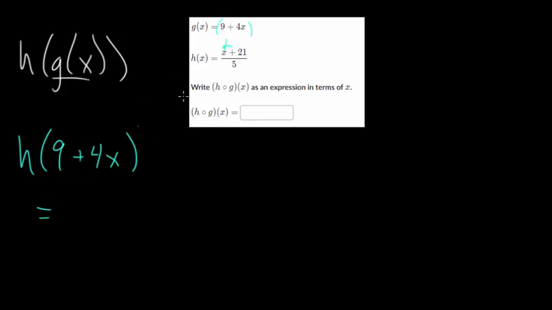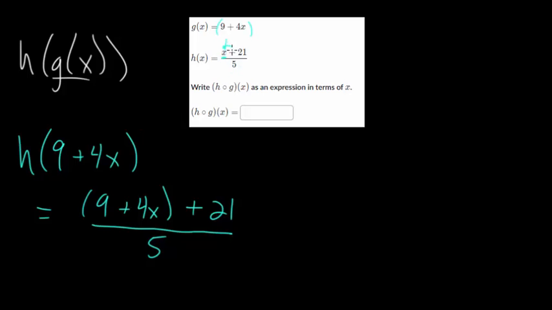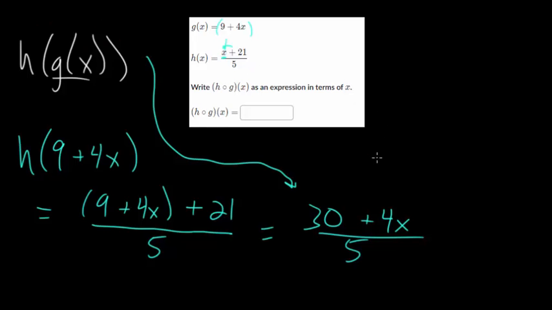Like I mentioned, anywhere in h of x you see an x, we're going to replace it with this whole expression. So you have 9 plus 4x, and in general, when you substitute, it's probably a good idea to put in parentheses, and that way if you have negative signs, this will help keep everything organized. And then we have plus 21, and all divided by 5. This was the x value in h of x. I just replaced it with g of x because we plugged g of x into this function. Now we simplify. 9 and 21 makes 30 plus 4x, and then all divided by 5. So this is equal to h of g of x.